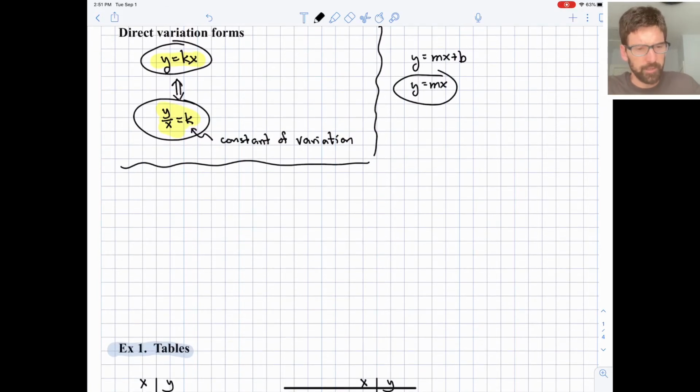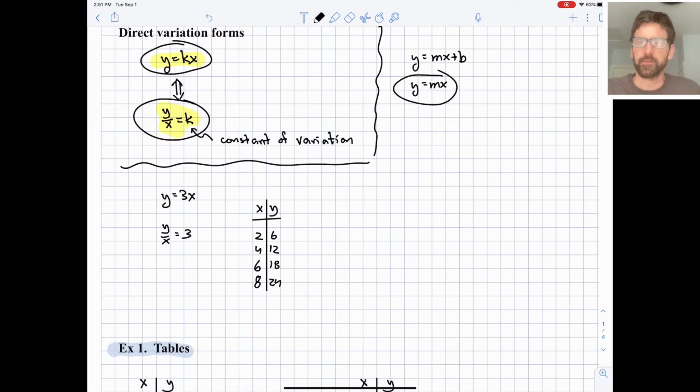So as a quick example, say y equals 3 times x. We could also divide both sides by x to have y over x is equal to 3. So the constant of variation here is 3. We could maybe express this as a table as well. Pick some different values of x and y. Perhaps 2, 4, 6, 8. And then if x is those values, y would be 3 times those values: 6, 12, 18, 24. So we can express a table from a direct variation equation.